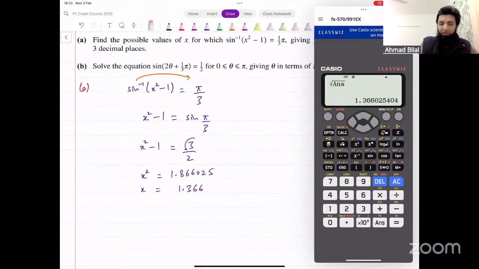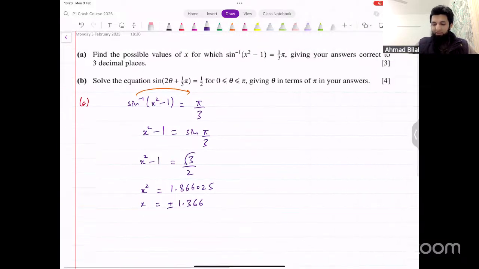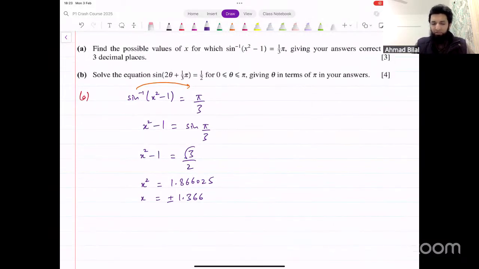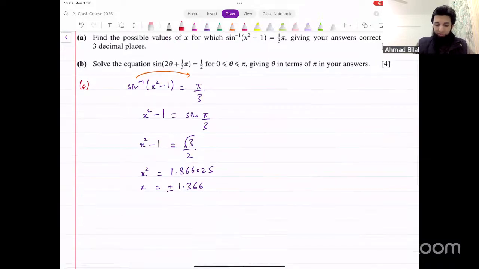But remember, whenever we take square root, we have to put plus minus. So this is plus minus 1.366. These are the solutions to the first part. That's pretty straightforward. The question also tells you find the possible values of x. Okay, so that means there had to be multiple solutions. So if you're getting just one answer, looking at the question statement again should remind you that there should be multiple answers. So you should put plus minus there. Okay, so that's part A.